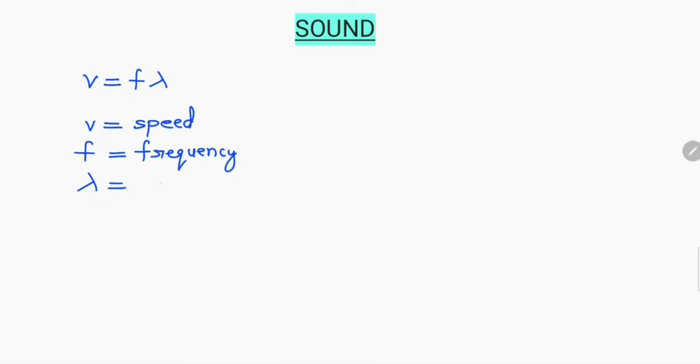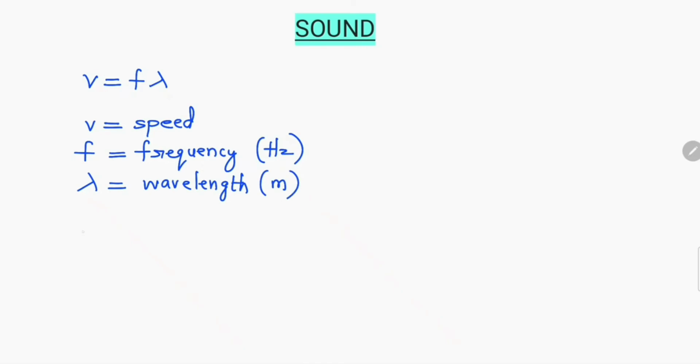Next we are going to solve the revision numericals of the sound chapter. First of all, the standard formula is V is equal to F lambda, where V stands for speed. In this chapter it will be speed of sound. F is frequency, number of waves in 1 second. Lambda is wavelength. SI unit of frequency is hertz, of wavelength is meter. Remember that speed is in meters per second.